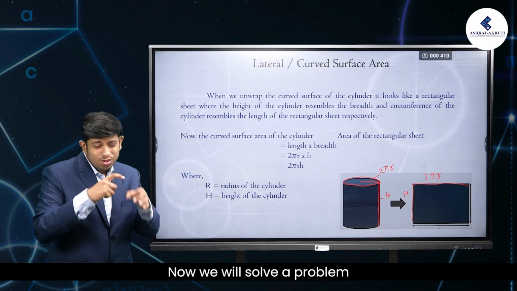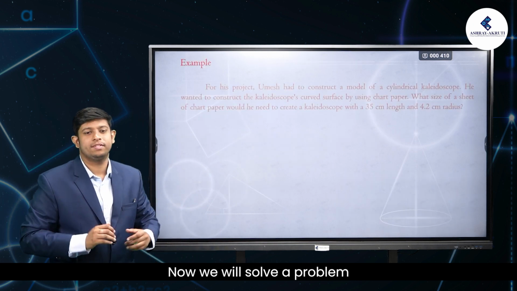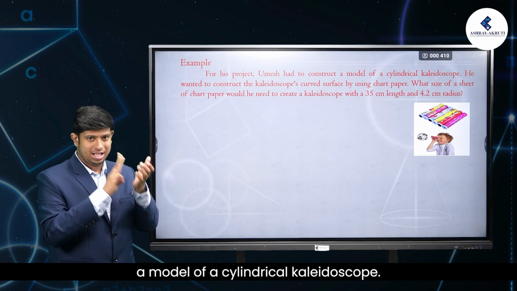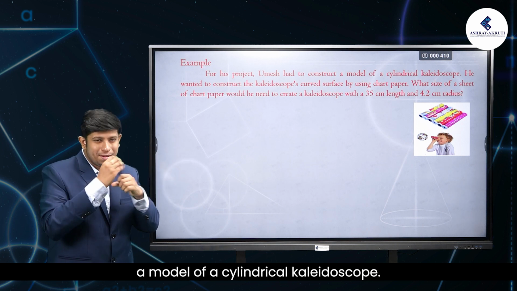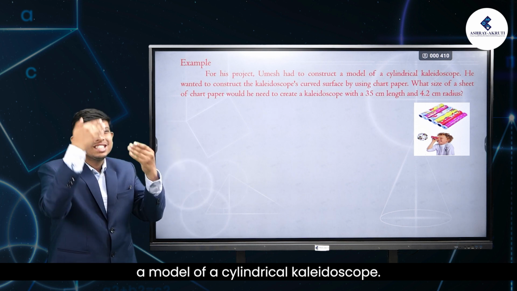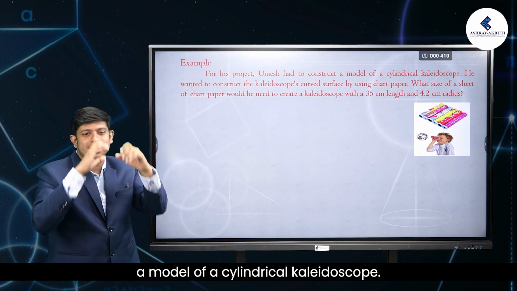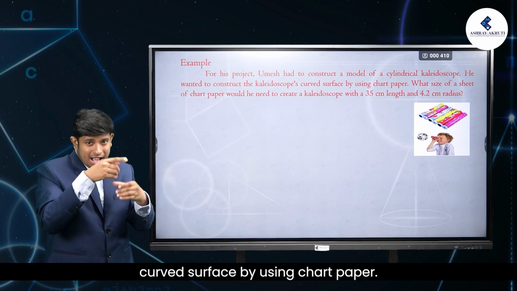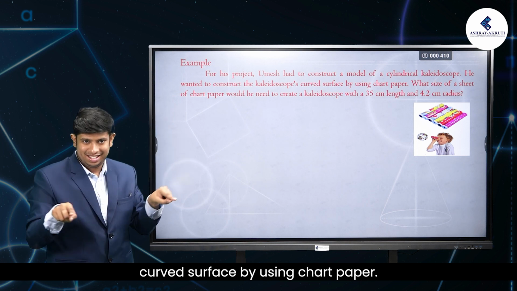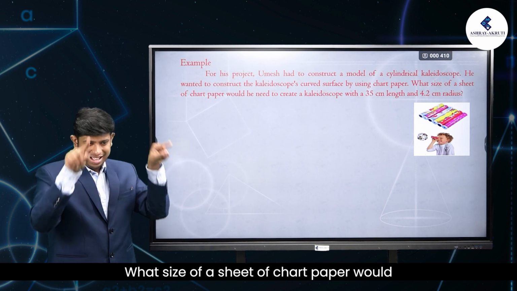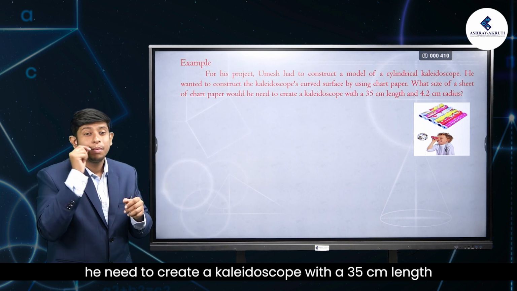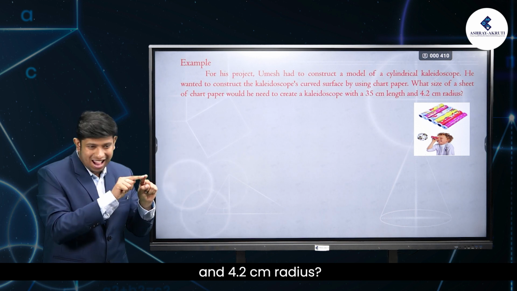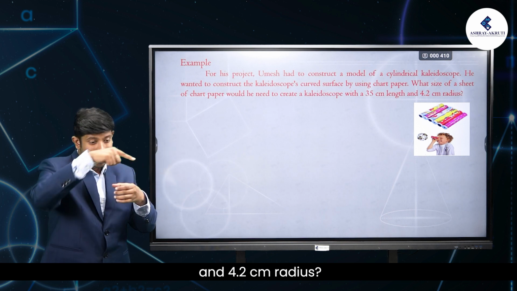Now we will solve a problem. For his project, Umesh had to construct a model of a cylindrical kaleidoscope. He wanted to construct the kaleidoscope's curved surface by using chart paper. What size of a sheet of chart paper would he need to create a kaleidoscope with a 35 cm length and 4.2 cm radius?